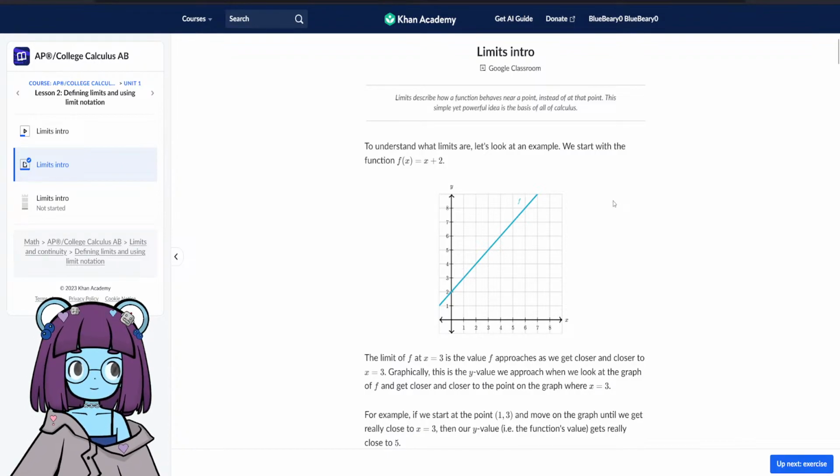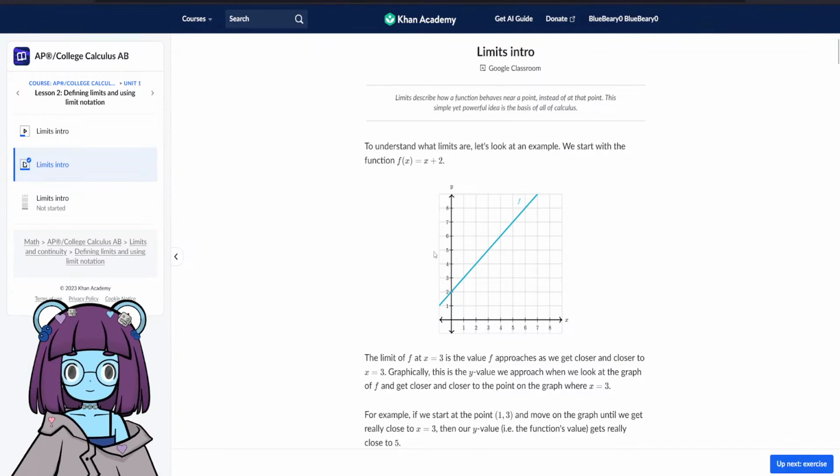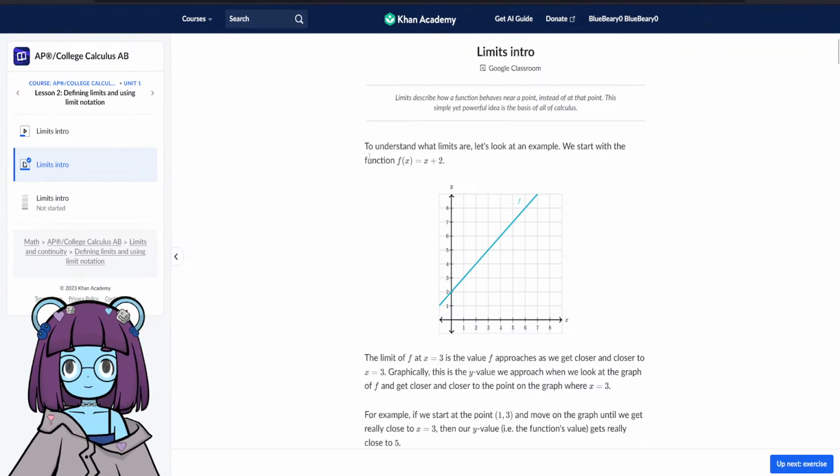We're just going to start with limits, the basic part of calculus, if I remember the basics. Yeah, let's go. We're going to learn. Are you ready to learn about limits?